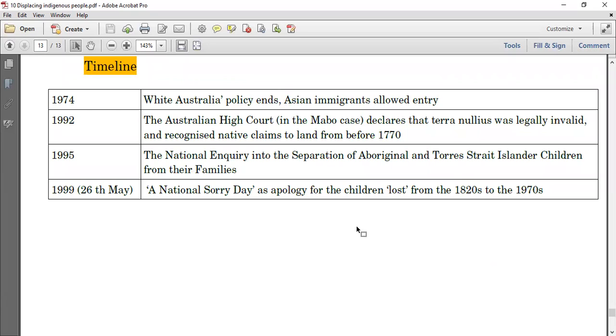Let's look at the timeline. The White Australia policy ends in 1974 and Asian immigrants are now allowed entry. 1992, the Australian High Court declares that terra nullius was legally invalid and recognizes the native claims to land from before 1770. 1995, the National Inquiry into Separation of Aboriginal and Torres Strait Islander children from their families, and a National Sorry Day as an apology to the children who were lost from 1820 to 1970.